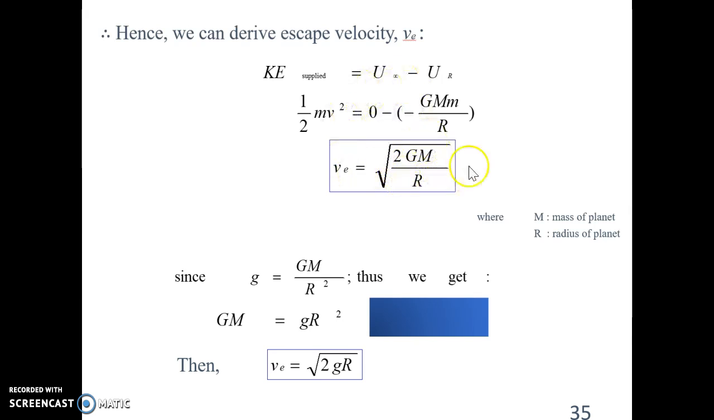You do the rearranging yourself; it is really simple. Here M is the mass of the planet, the Earth, and r is the radius of the Earth.